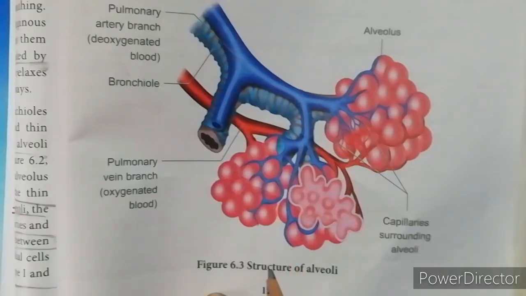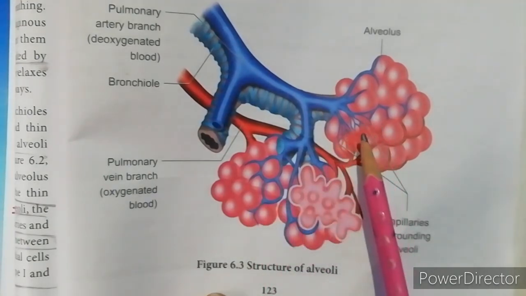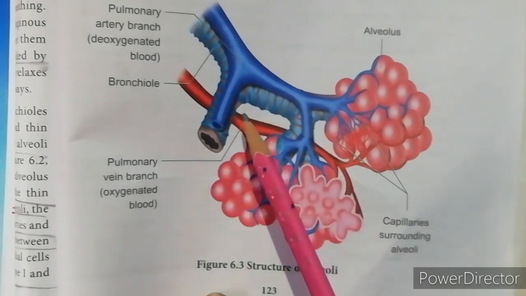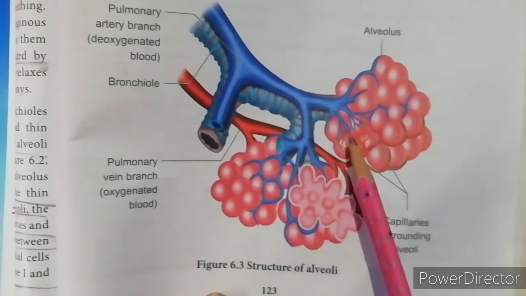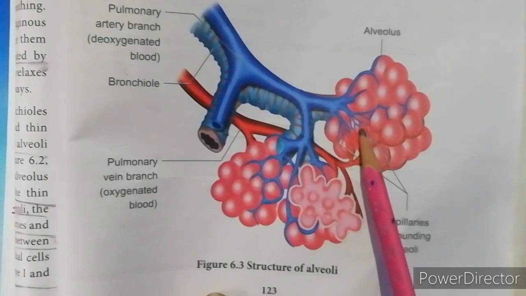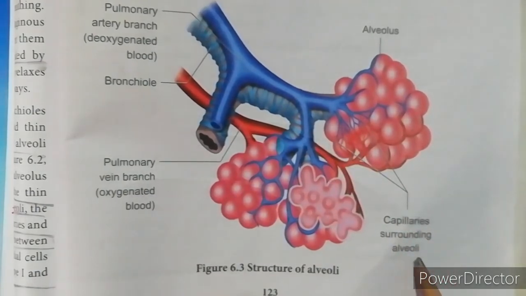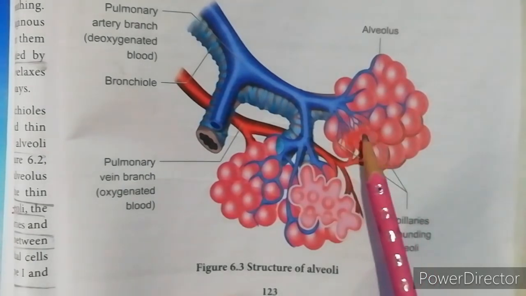So look at the structure of the alveoli. It is very thin in nature and a small pouch-like sac, right? And it is highly vascularized, we said. Can you notice? Highly vascularized. The pulmonary artery and the pulmonary vein are connected and become capillaries surrounding the alveoli.